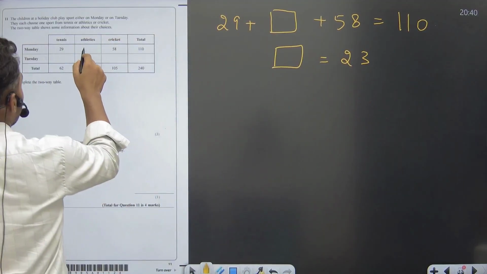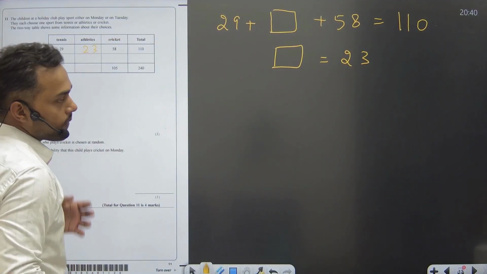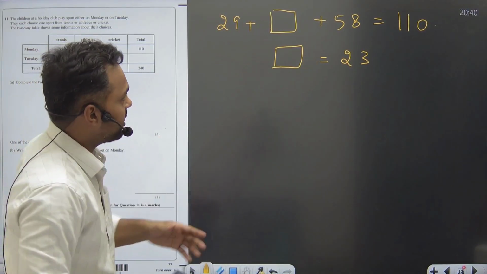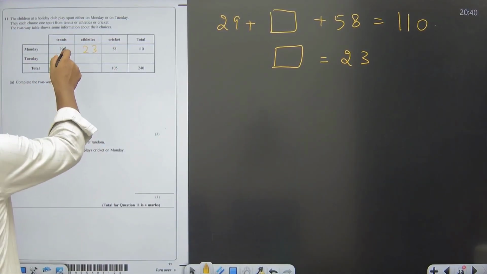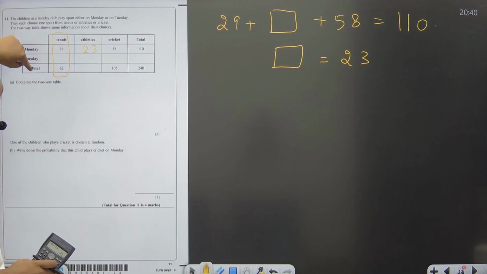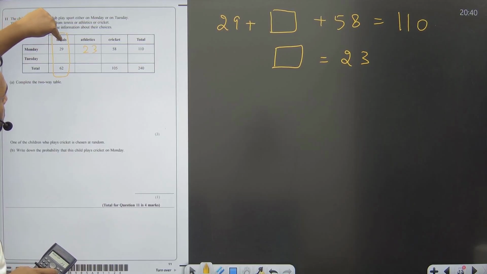So the first blank is 23 students. We just need to transpose the values to the right hand side, and you will get 23. Now come to this part, student. Again, the total is 62, and for Monday the number of players playing tennis is 29.